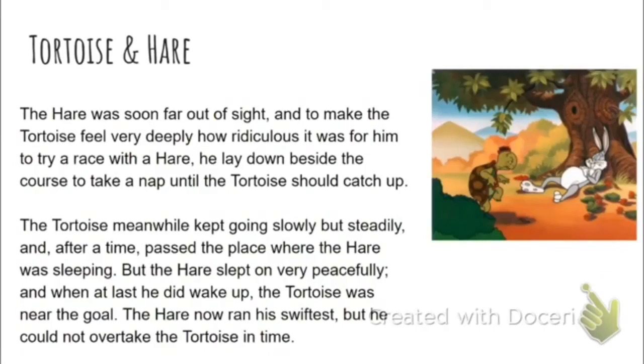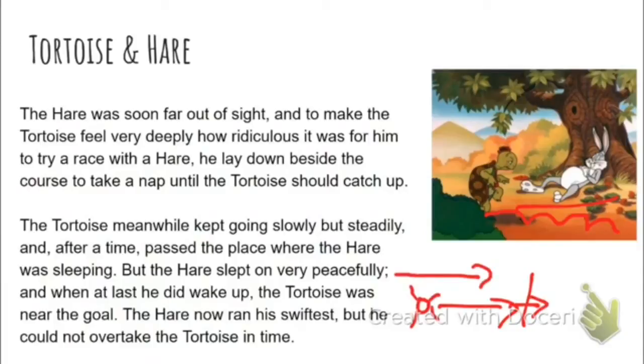The hare was soon far out of sight, and to make the tortoise feel very deeply how ridiculous it was for him to try to race with the hare, he lay down by the course to take a nap until the tortoise should catch up. The tortoise, meanwhile, kept going slowly but steadily, and time after time passed the place where the hare was sleeping. But the hare slept on very peacefully, and when at last he did wake up, the tortoise was near the goal. The hare now ran his swiftest, but he could not overtake the tortoise in time. So, the tortoise won the race.